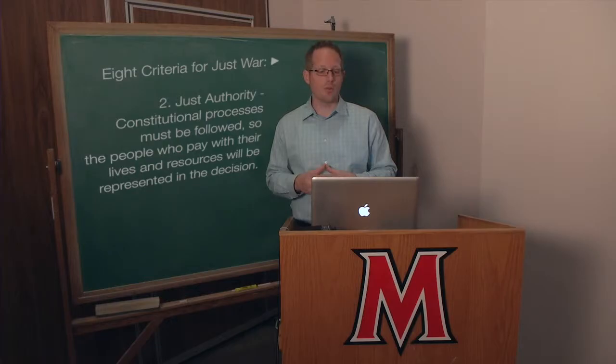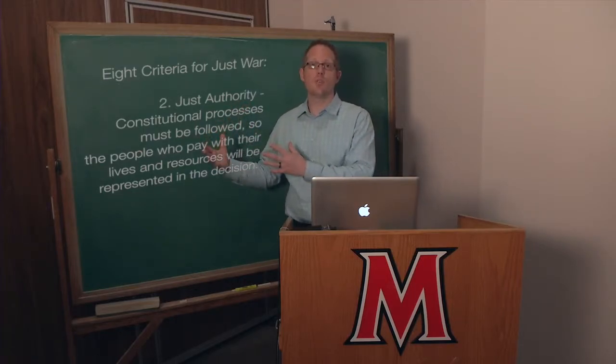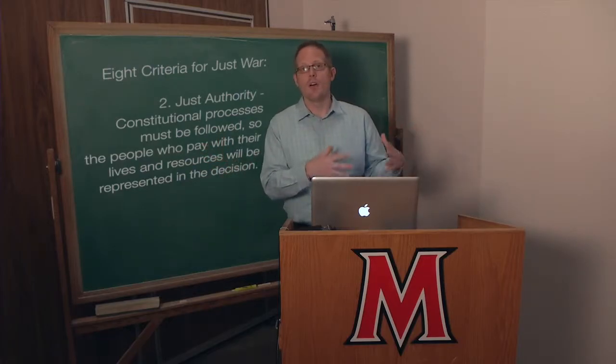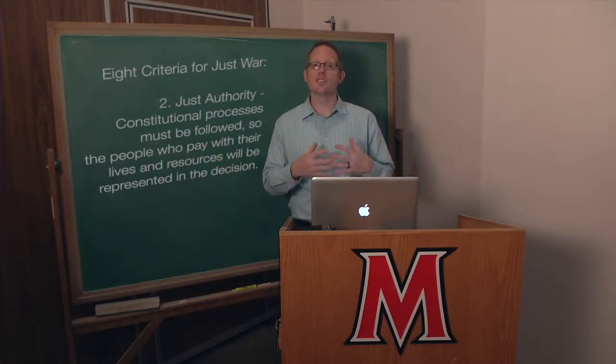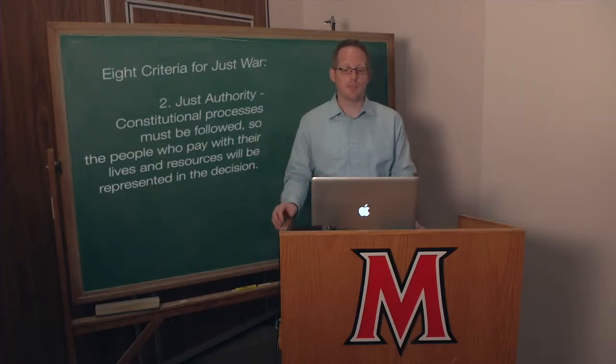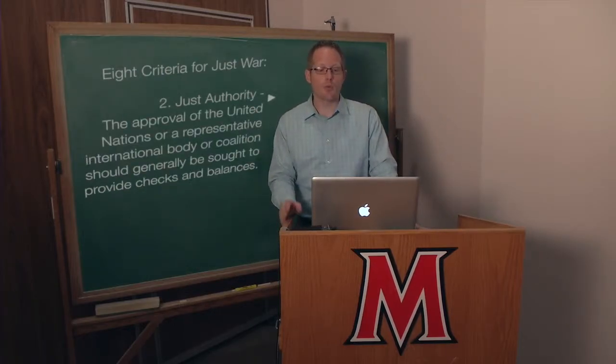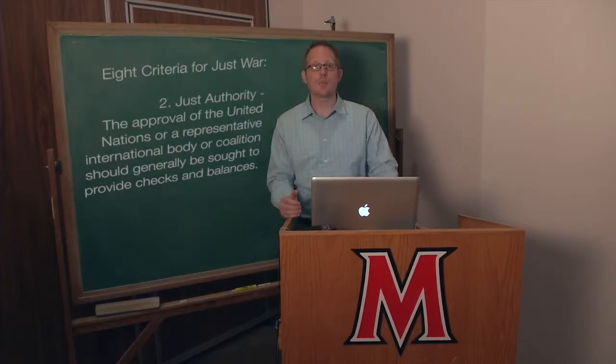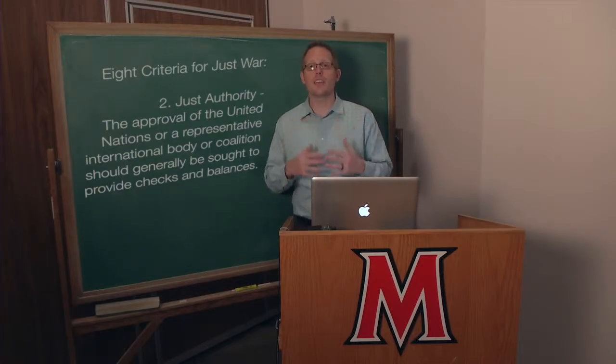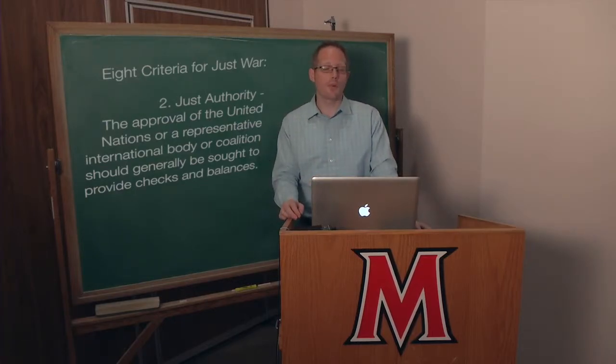The second one is just authority. Constitutional process must be followed so that the people who pay with their lives and resources will be represented in the decision made going to war. So, as I've said in class before, that means that the president may engage us into a war. However, the president of Home Depot may not be able to. We need to have just authority taking that first step towards it. The approval of the United Nations or a representative of an international body or a coalition should generally be sought to provide a check and balance to make sure that we are engaging in a proper war with proper authority.